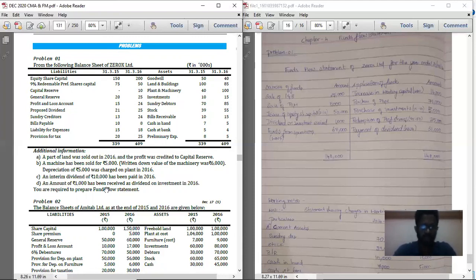An amount of 1,000 has been received as dividend on investment in 2016. So receiving dividend is nothing but source of funds. So in the source of funds, simply record dividend received on investment, 1,000 rupees. That is how we should calculate this problem number 1. So you are required to prepare the fund flow statement.